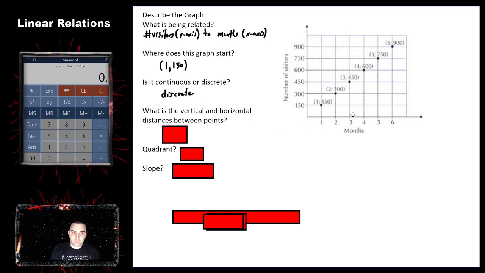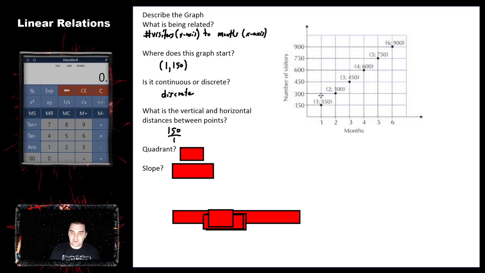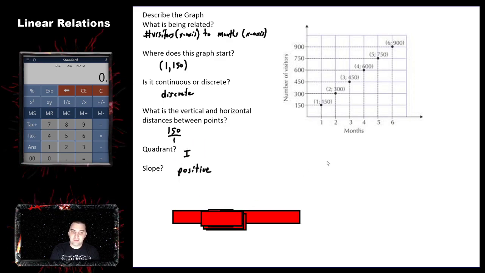What is the vertical and horizontal distance between the points? For every 150 up, it goes right 1. So 1 month passes and 150 visitors show up. This all happens in quadrant 1, and the slope is positive.